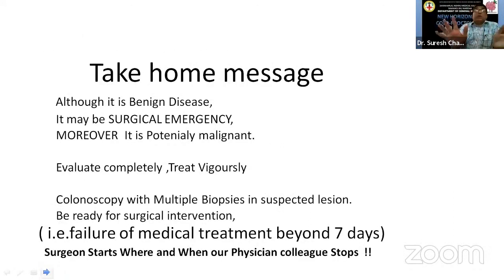Now, the take-home message. Rather, I will tell the take-hostel message, because most of the PG students are attending. Although it is a benign disease, its behavior is malignant. A patient can die if not treated in time. So it is sometimes a surgical emergency.